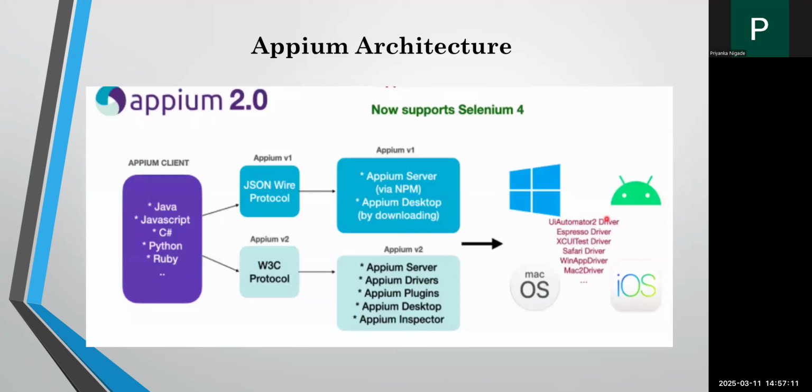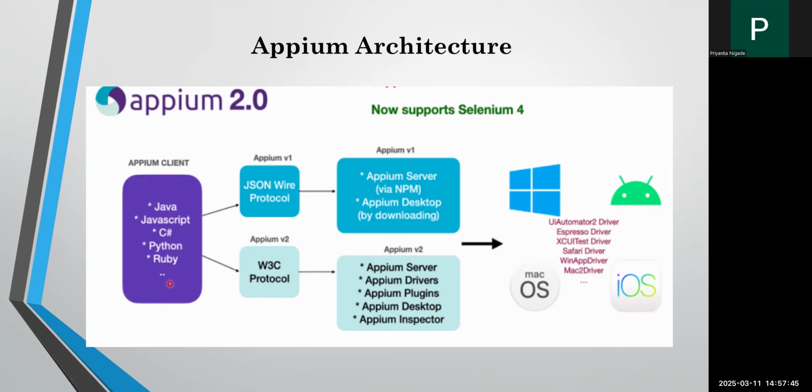Coming to the architecture of Appium. The latest version of Appium is completely based on the latest Selenium protocol. In Selenium version 3, we generally used the JSON wire protocol, but in the latest version we follow the W3C protocol. In the Appium architecture, first of all we need the Appium client. Now, what is this Appium client? It is all about the client library in which Appium development is done.